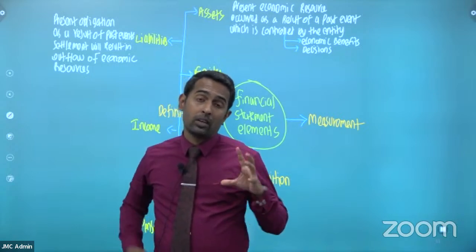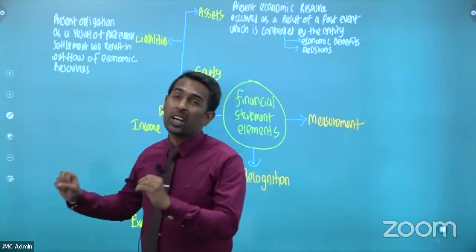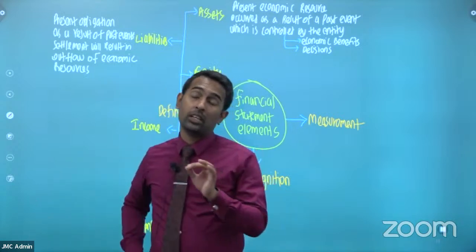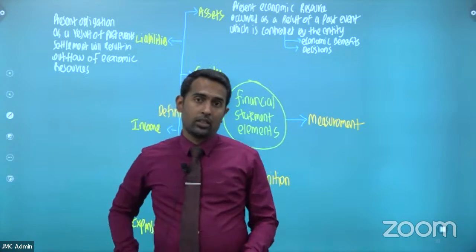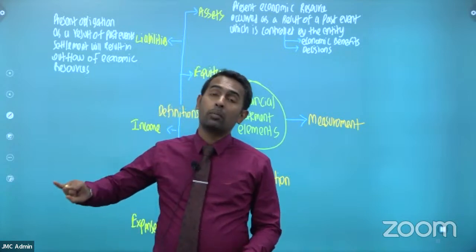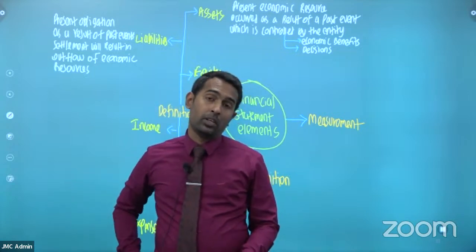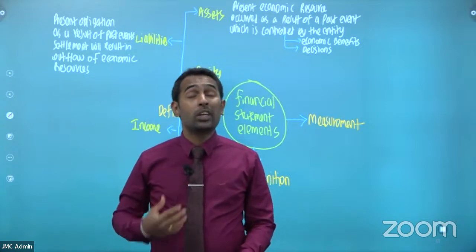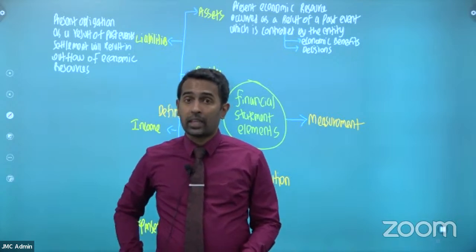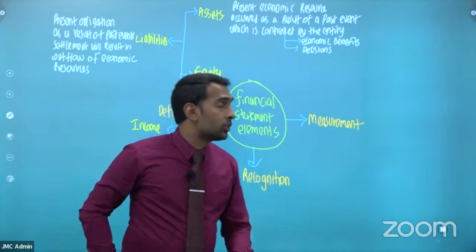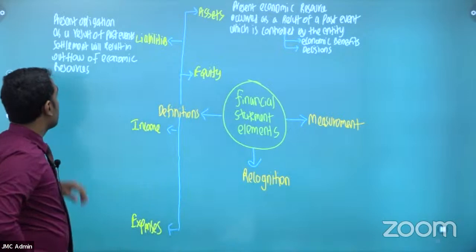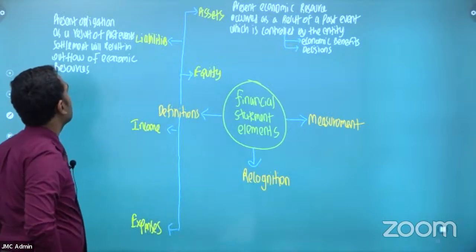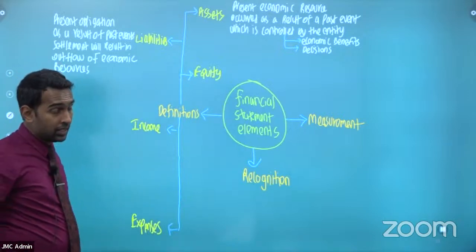What was the past event? Purchasing items on credit. You're supposed to pay the electricity bill. What was the past event? Consuming electricity on credit. Okay, right? So then, as a result of a past event, you have created a liability.